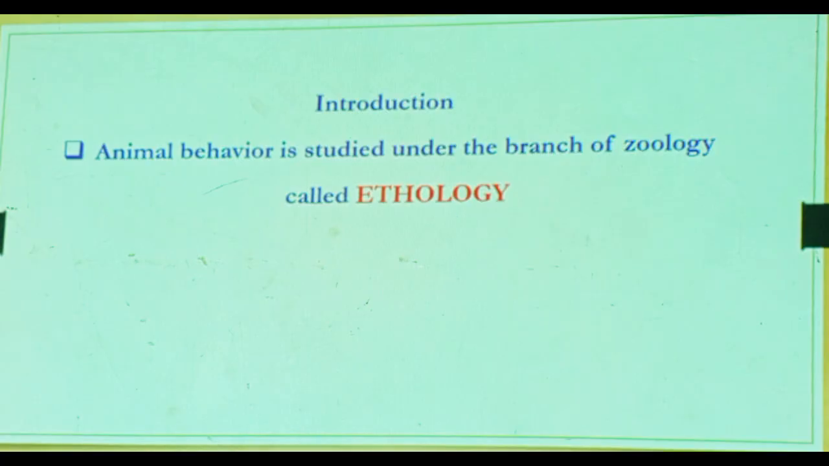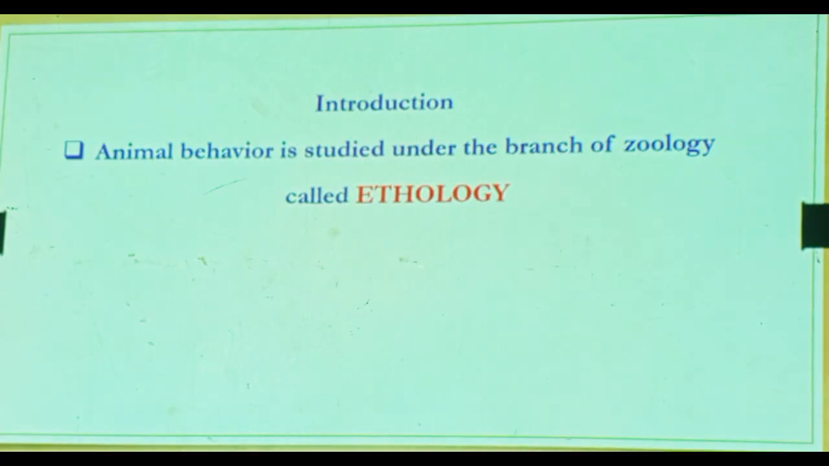Grade 11, unit two, animal. We have reached the ethology section. That means the science which studies animal behavior. Therefore, animal behavior is studied in one branch of zoology, that's known as ethology. This is a science, ethology.